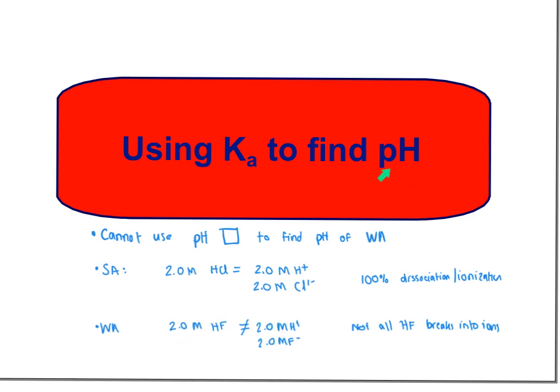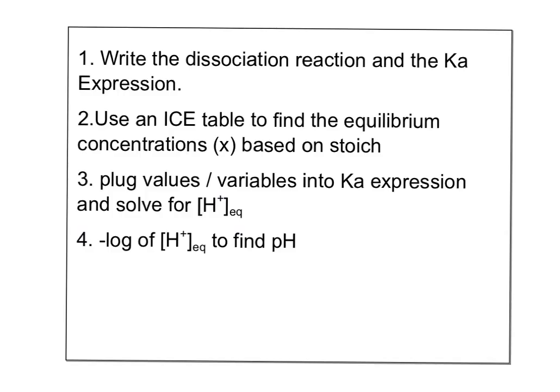So we have to have a different way to find pH. I can't just take the negative log of 2 like I can for strong, right? Negative log of 2 would give me the pH. I can't do that here. So this is the connection now between acid-base and equilibrium. So the first step to find the pH of a weak acid is to write the dissociation reaction. So that's the acid breaking apart into the ions, and then the Ka expression.